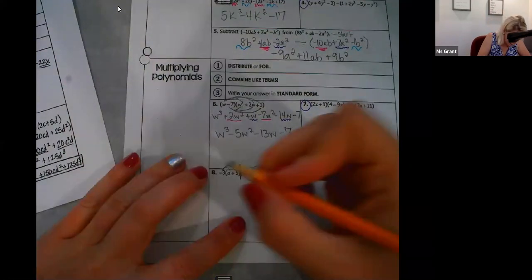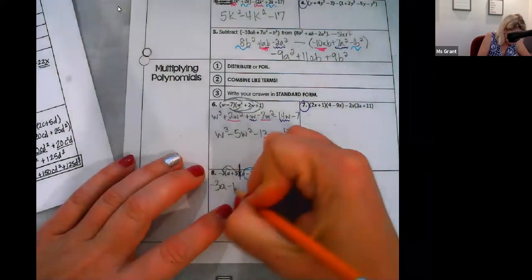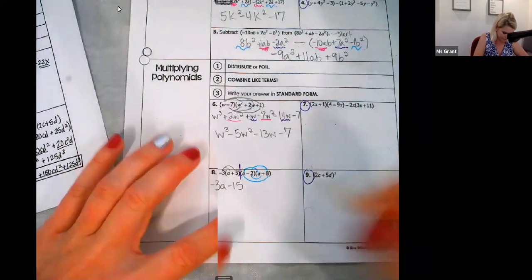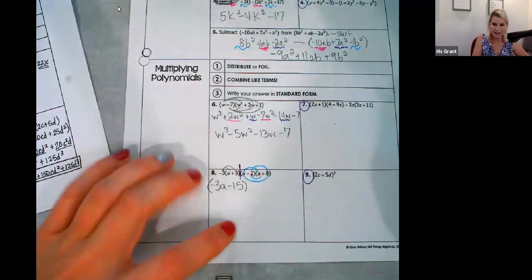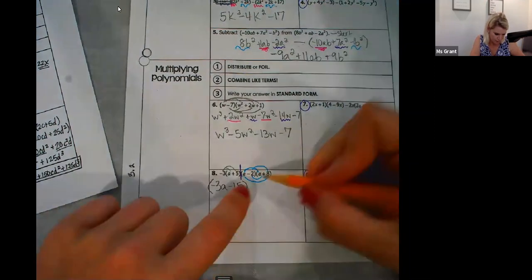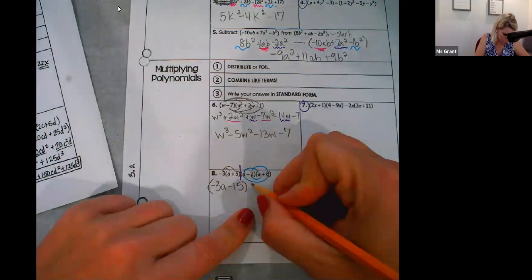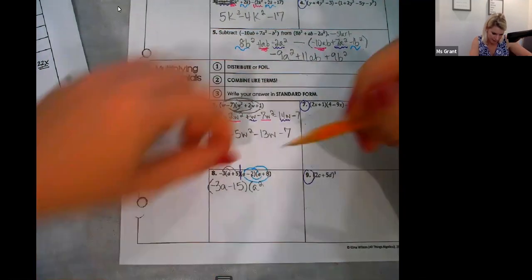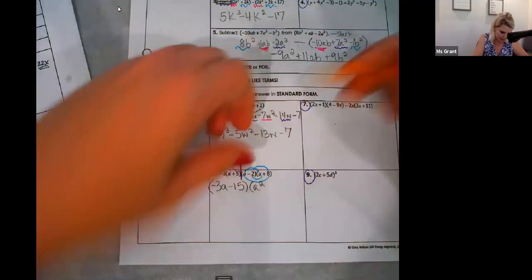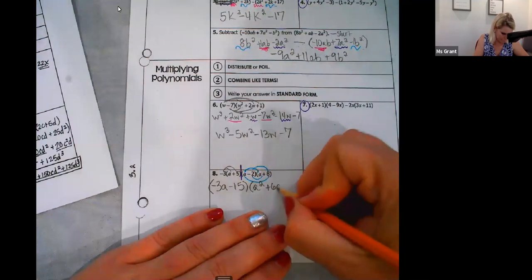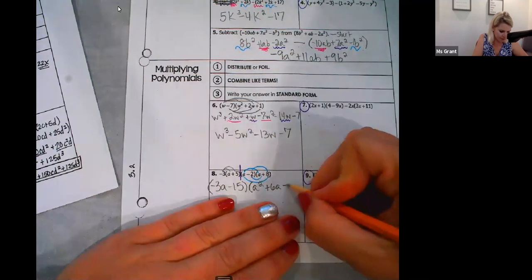So negative 3a minus 15. So there's that. Then a squared minus 2a plus 8 minus 2a plus 8a plus 6a, negative 2 times 18, negative 16. Okay.